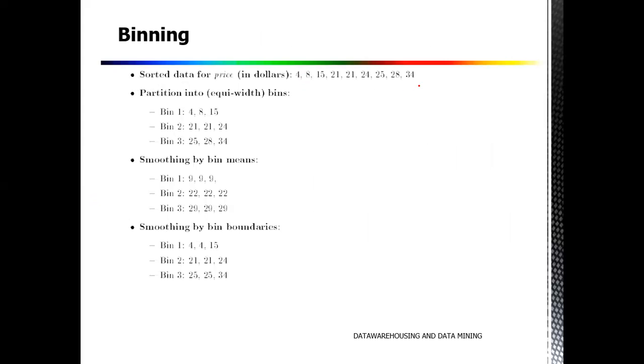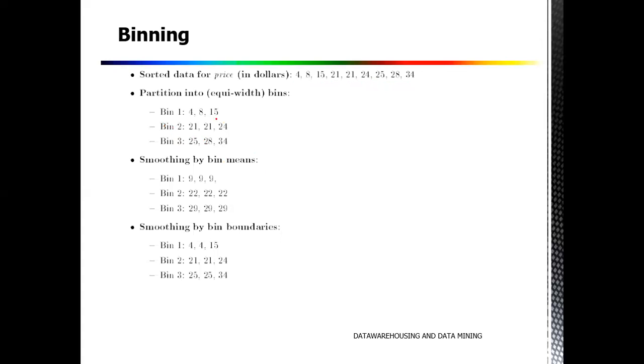Let us see, this is sorted data which is given to you. It is not necessary that you will always get sorted data, but this is given in sorted manner. So 4, 8, 15, 21, 21, 24, 25, 28, 34. 9 values are there. What they have done is divided this complete data set into 3 bins. Bin 1 is having 4, 8, 15. Bin 2 is 21, 21, 24. Bin 3 is 25, 28, 34.